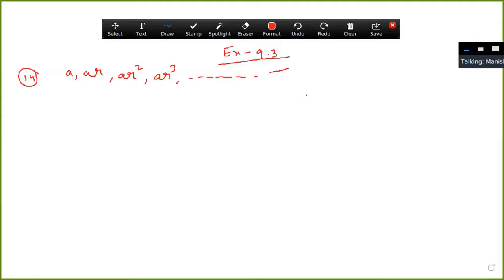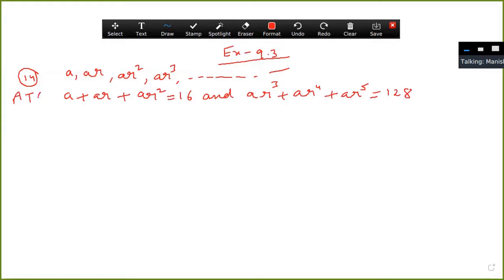According to the question, it is given to you: a plus ar plus ar square is equal to 16 and ar cube plus ar to the power 4 plus ar to the power 5 is equal to 128. This is according to the question. Now you have to solve these two equations.